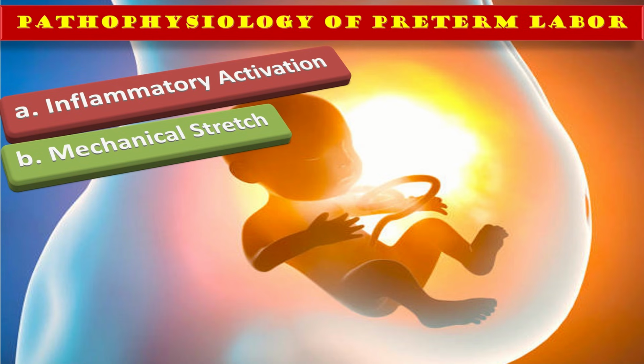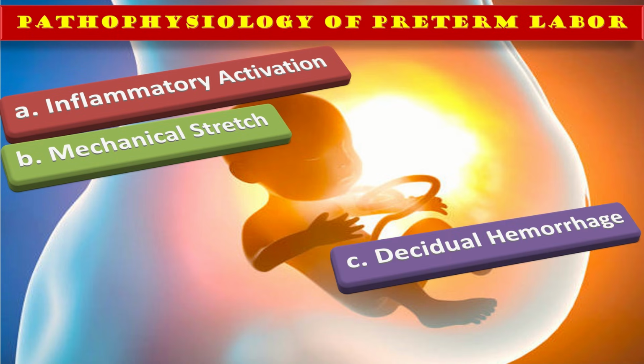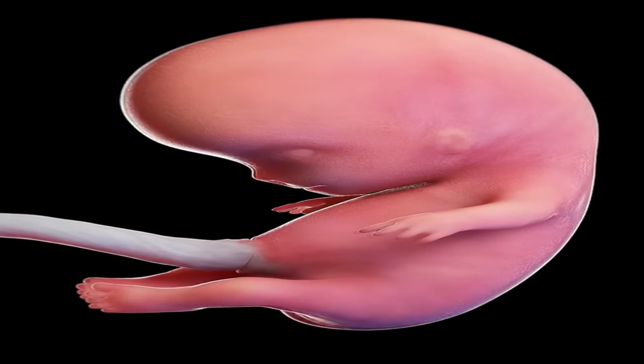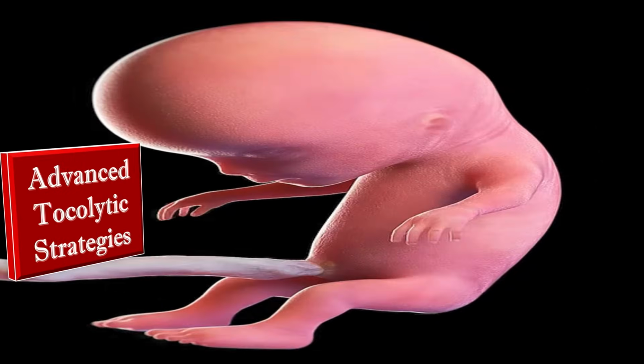Oxytocin receptor upregulation is there, and another cause is decidual hemorrhage. In fact, abruption may lead to thrombin release, and it causes contractions directly. Another important point is the endocrine pathway. In fact, stress leads to the release of corticotropin releasing hormone from the placenta that results in cortisol, and that stimulates the labor cascade. Now we will talk about the advanced tocolytic strategies.